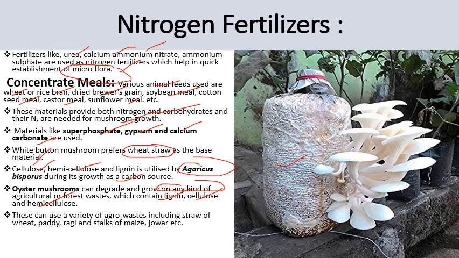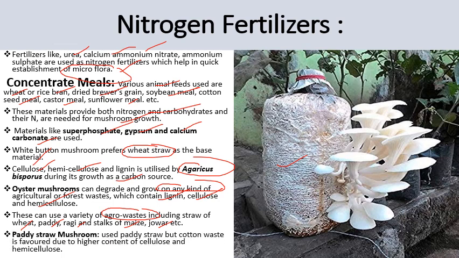Then these can use a variety of agro waste including straw of wheat, paddy, ragi, stalk of maize, jowar. So it can grow on any kind of straw and forest waste. Next we have paddy straw mushroom, that is Volvariella volvacea, which uses paddy straw, but it also prefers cotton waste, which is favored because it contains higher content of cellulose and hemicellulose.